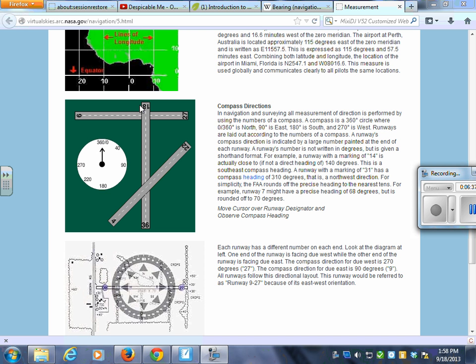Kind of neat. Anybody ever been out to the Dauphin Airport? Anybody know which way the runway runs out there? I have no idea.